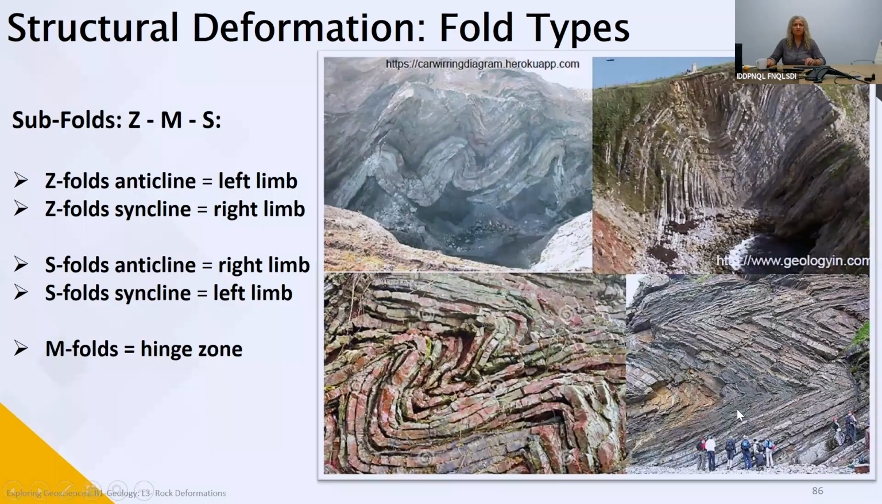So on the field here, we can see these typical folds. As we can see here, this one is for the M folds between either anticlines or synclines, forming an M-shaped fold. And then we have here the nice Z fold and the S fold, whether we're on the anticline or a syncline.